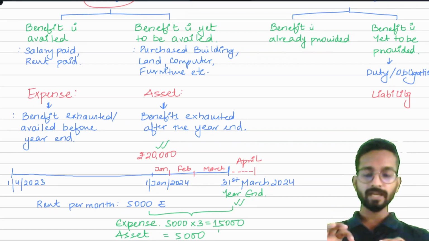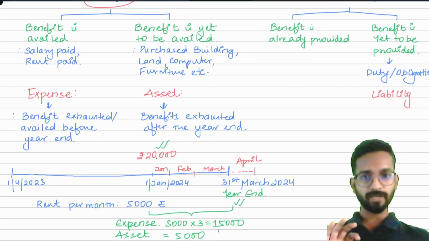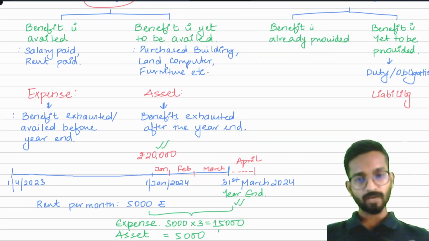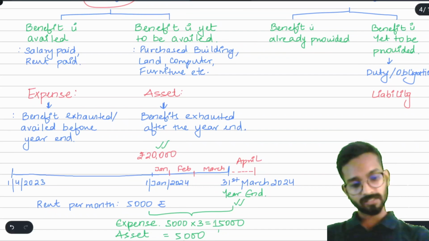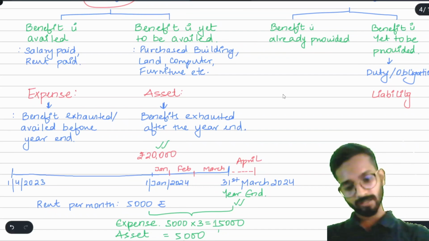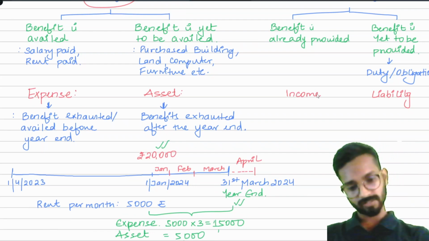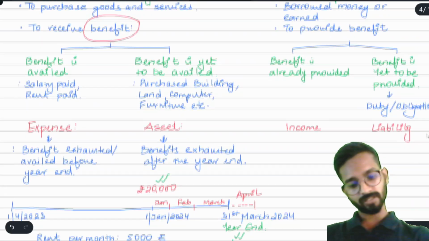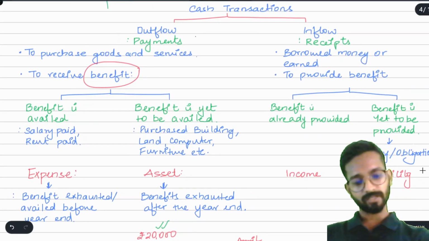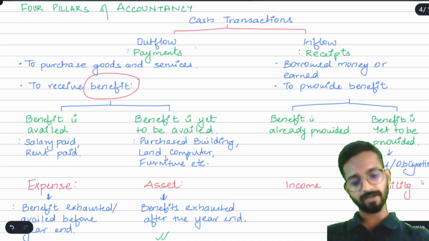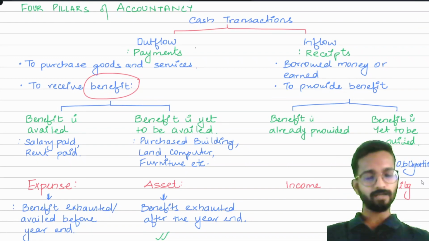No, because I have provided the tuition services for one complete month. Now he is making the payment. Now I am receiving the cash. Now there is inflow of cash and I have already provided the benefit. So I can say it becomes my income. When there is no duty upon me, I have completely provided the services. Benefit is already provided. It will become my income. Understood this thing? This is what is called the four pillars of accountancy, that is expenses, asset, income and liability.